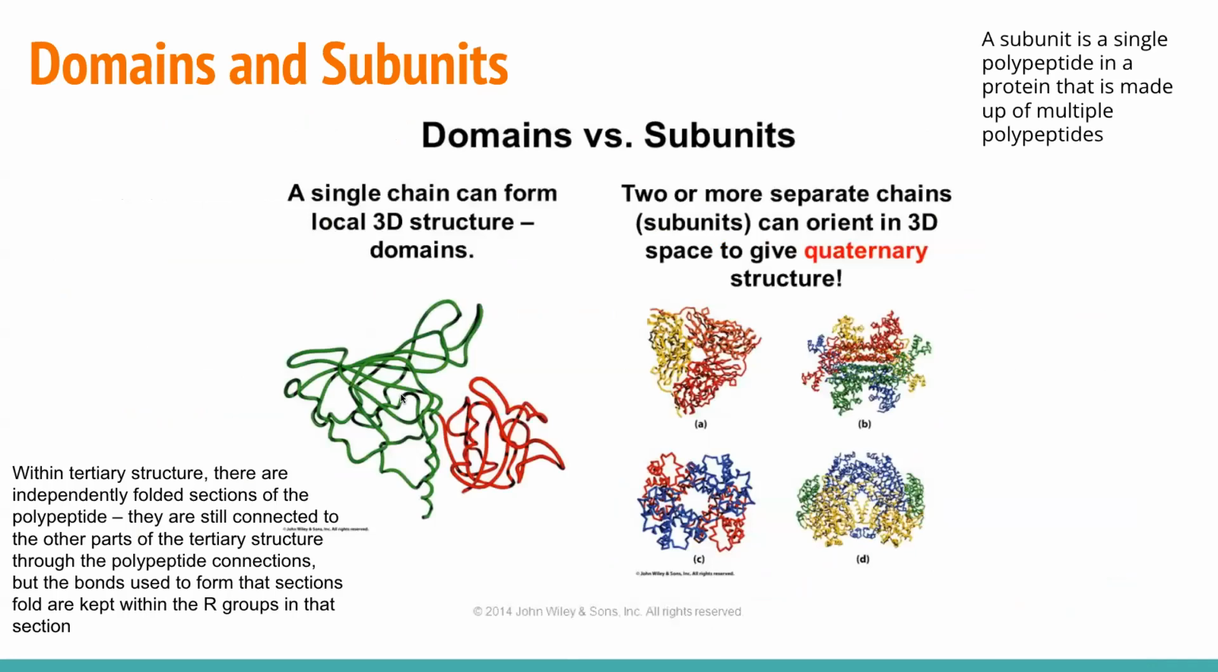And then just real quick, domains versus subunits. We were just talking about this. A single chain can form local 3D structure, which is domains. Each one of those big folds that you see right there is its own little domain. Two or more separate chains or subunits can orient in 3D space to give quaternary structure. What that basically is saying is you're going to get two different proteins, they're going to come together, the R groups are going to interact, and then they're going to be a singular protein. And if you want the definition of domain again, a domain is an independently folded portion of a subunit. Questions, comments?